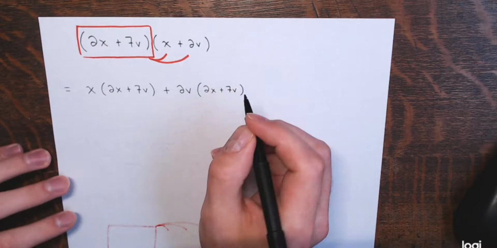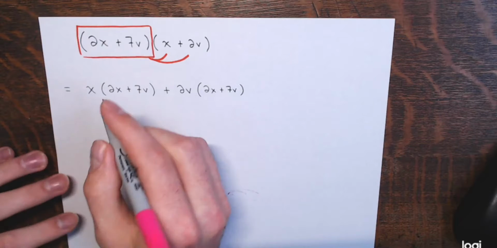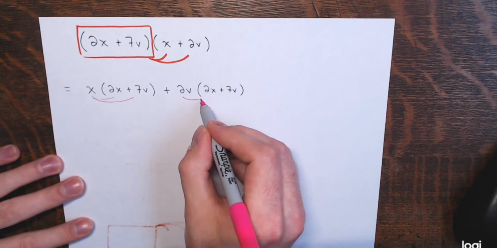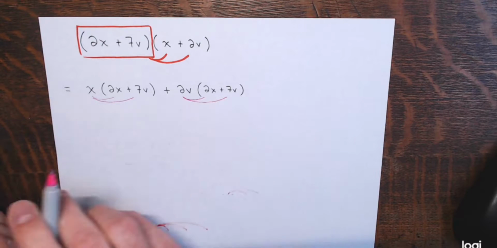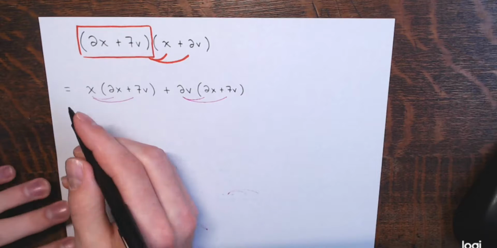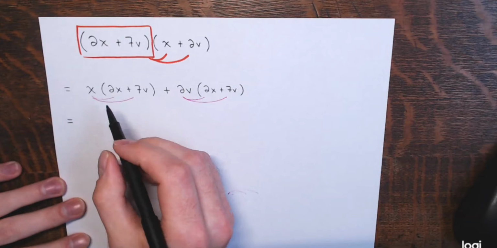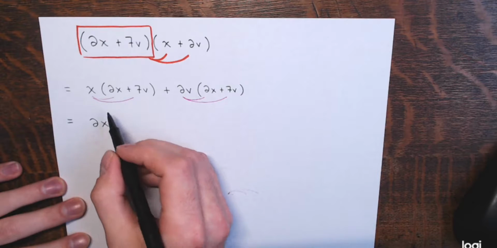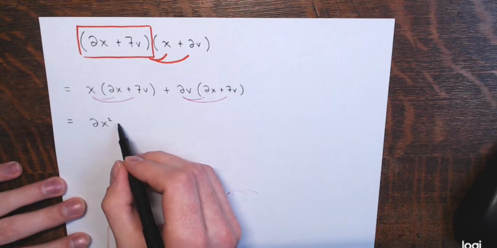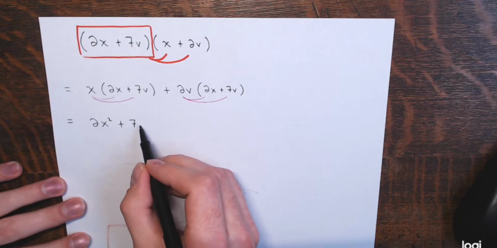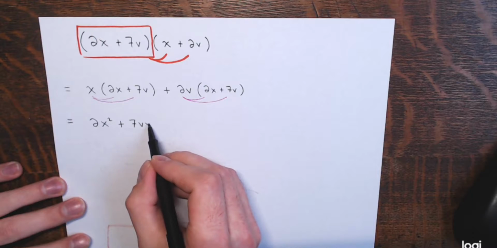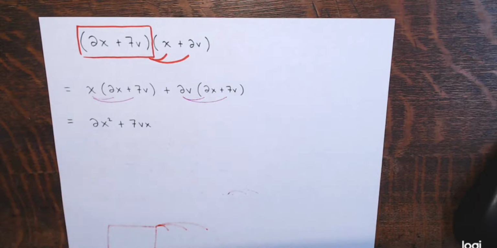And then we do more distribution, right? Now I'm distributing x over the 2x plus 7v, and then the 2v over 2x plus 7v, and we'll get a sum of monomials. X times 2x would be 2x squared. X times 7v would be positive 7vx, right? Usually alphabetical order. You can do vx or xv if you want, but usually they put things in alphabetical order.